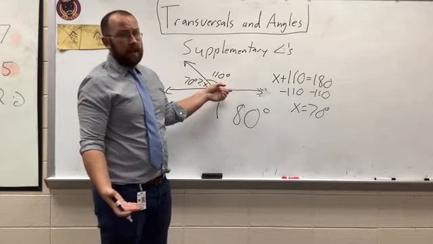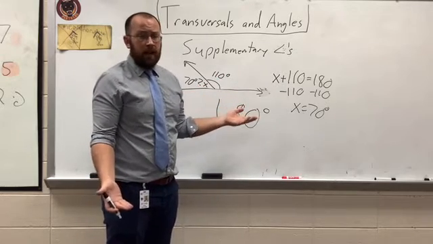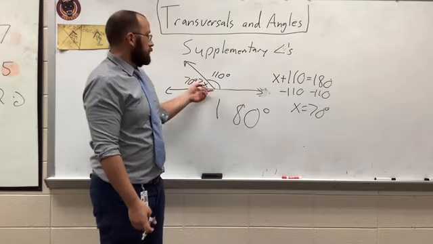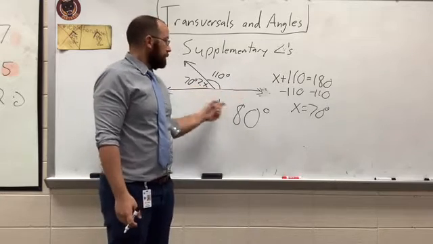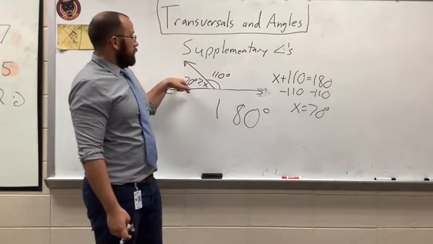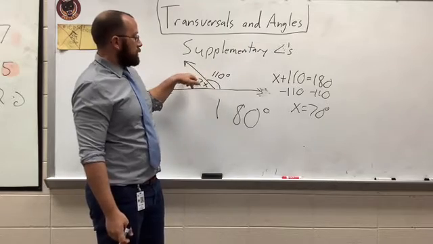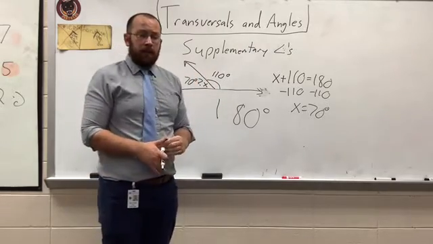And what they'll usually say in this scenario is it's two parallel lines cut by a transversal. So when a parallel, you know it's a straight line. If you have, say this was 80, this would be 100. And those are supplementary angles.